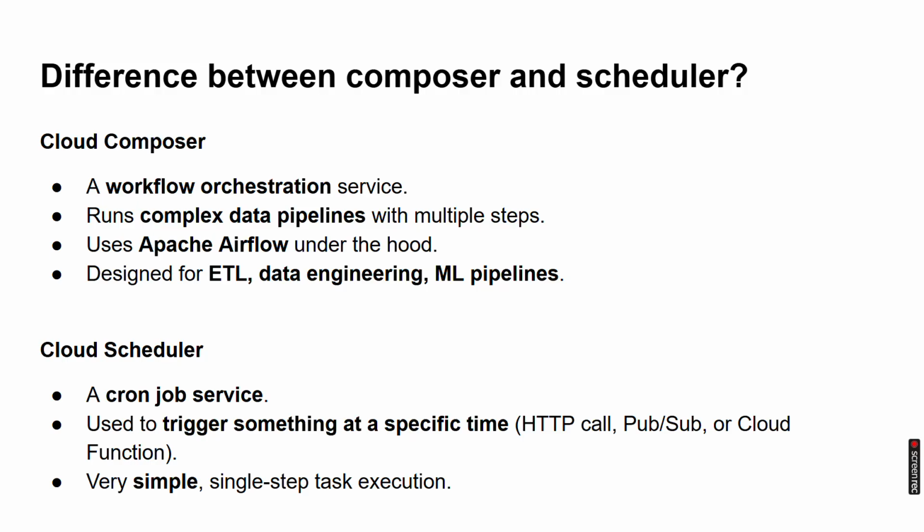So Cloud Scheduler, basically, it's a cron job service. Okay, cron job service. And it is very simple, a single-step task execution, friends. But Cloud Composer is a workflow orchestration service. It runs complex data pipelines with multiple steps, friends. Okay, with multiple steps. That is the main advantage.